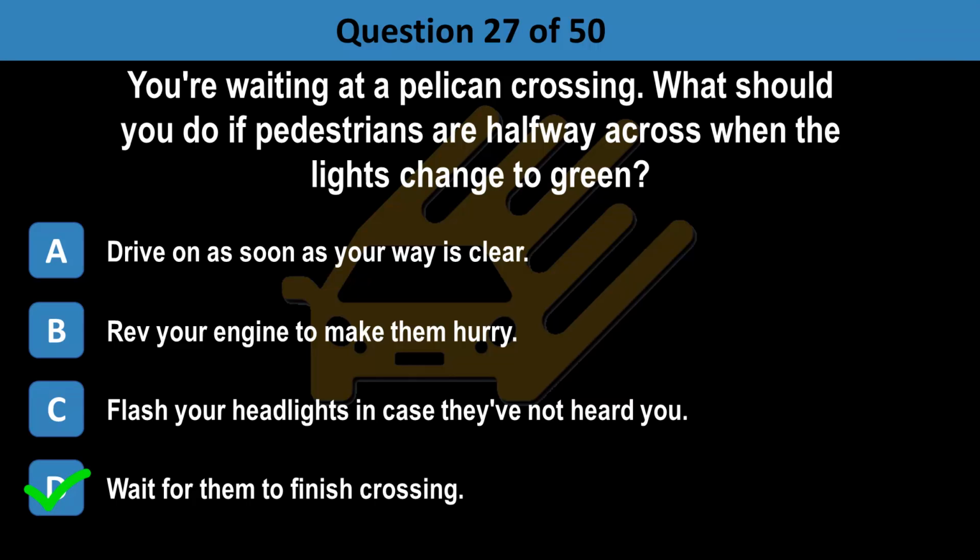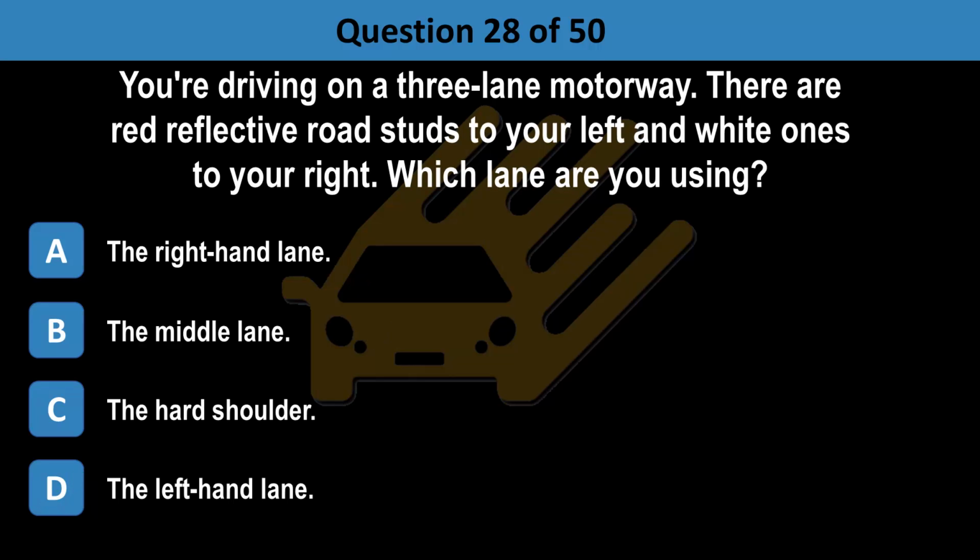The correct answer is D. Wait for them to finish crossing. You're driving on a 3-lane motorway. There are red reflective road studs to your left and white ones to your right. Which lane are you using? A. The right-hand lane. B. The middle lane. C. The hard shoulder. D. The left-hand lane.